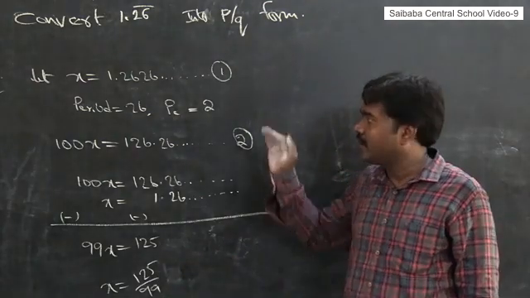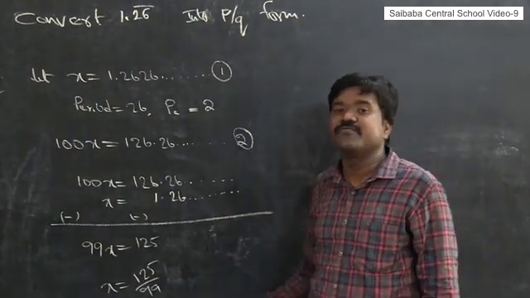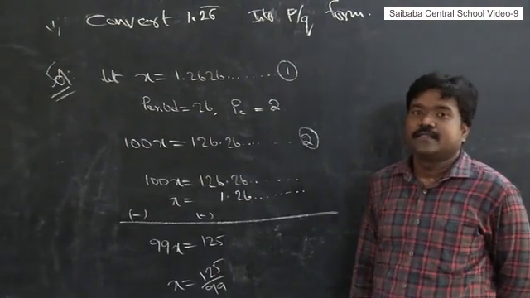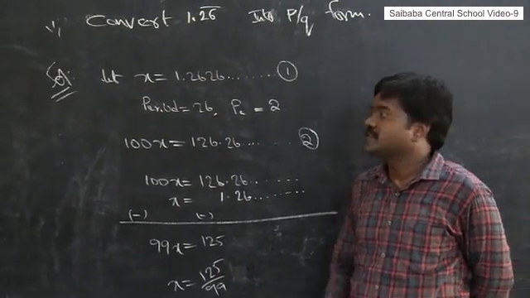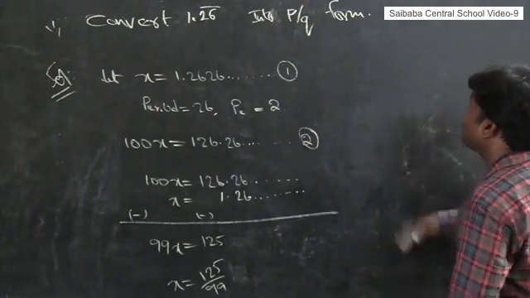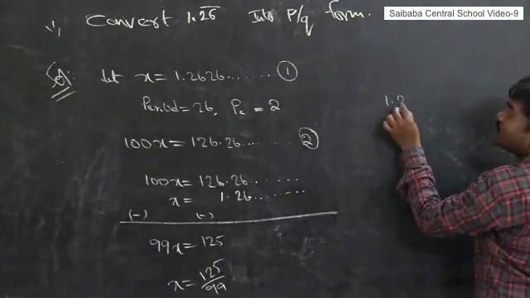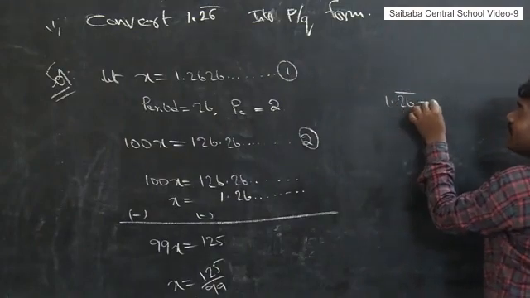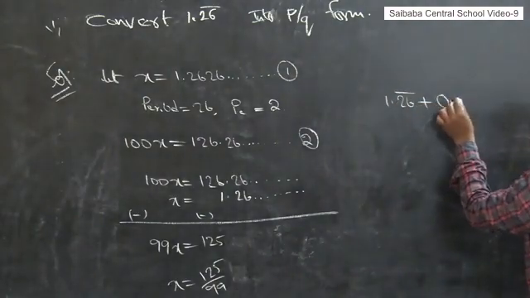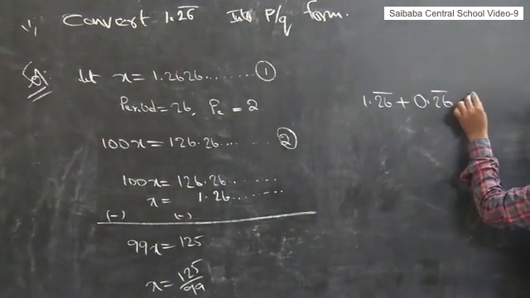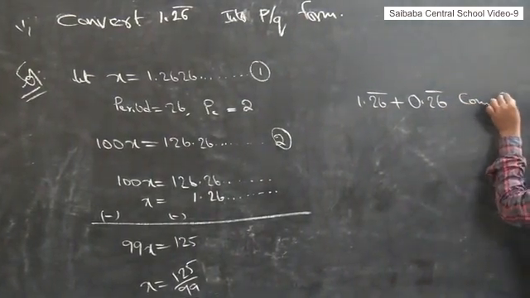Please pause the video and copy this. This method is very important. Sometimes we are having hard questions also. They are giving a question like this: 1.26 bar plus 0.26 bar. Convert into P by Q form.